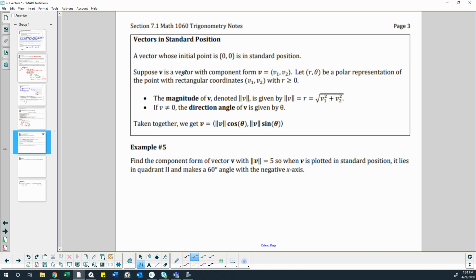So if v is a vector with component form v1, v2, and r theta is a polar representation of the point with coordinates v1, v2, with an r that's greater than or equal to 0, so positive r value. The magnitude of v, denoted double line v.